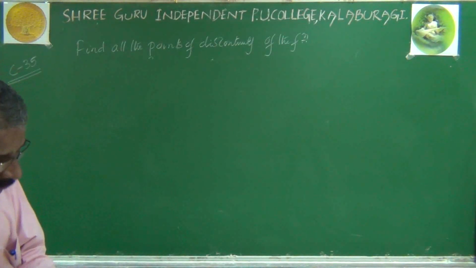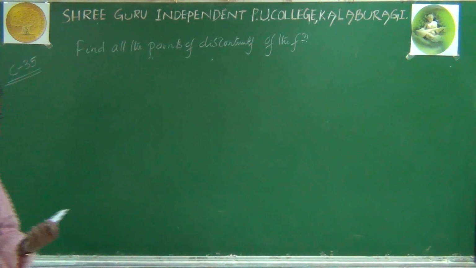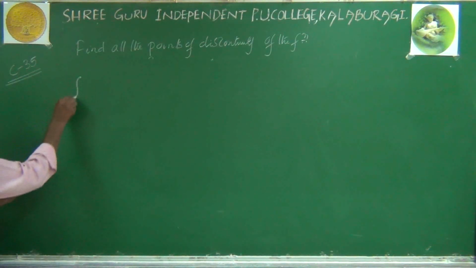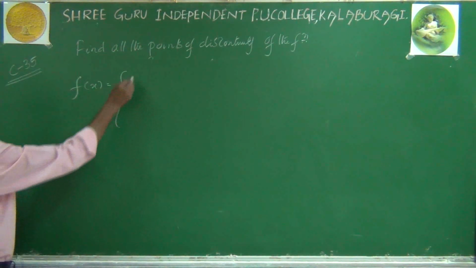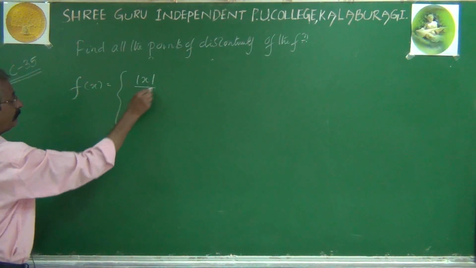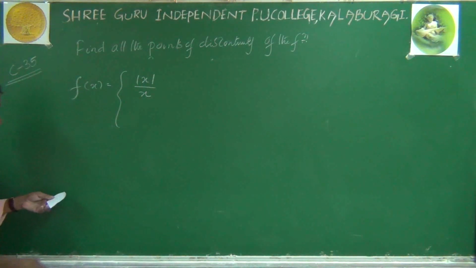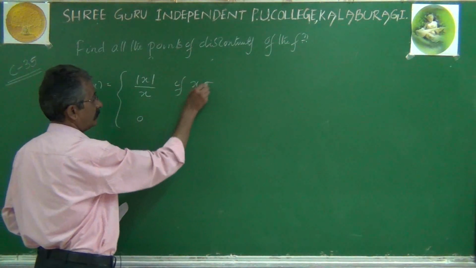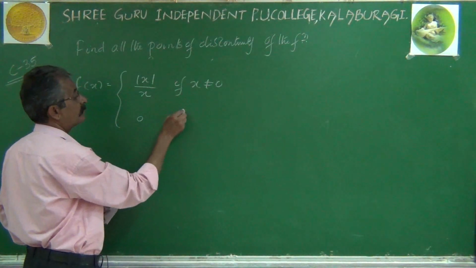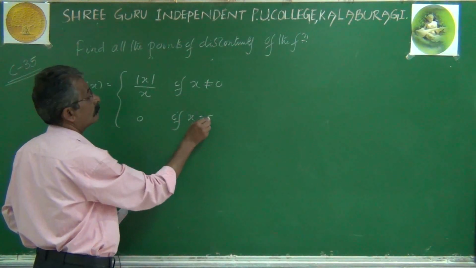Find all the points of discontinuity of the function f of x equals modulus of x by x, if x is not equal to 0, and 0 if x equals 0.